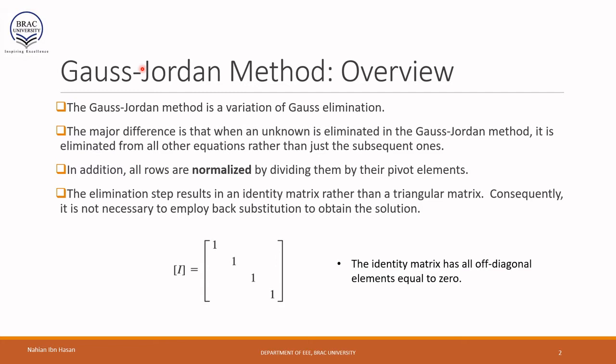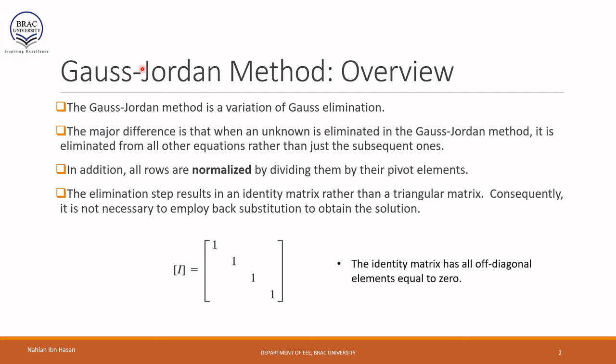But in the Gauss-Jordan method, we convert the original coefficient matrix into an identity matrix, and all the diagonal elements will represent the unknown variables. So that's the difference between the Gaussian elimination and the Gauss-Jordan method. In the Gaussian elimination method, we convert the coefficient matrix into an upper triangular matrix. But in the Gauss-Jordan method, we convert the coefficient matrix into an identity matrix.